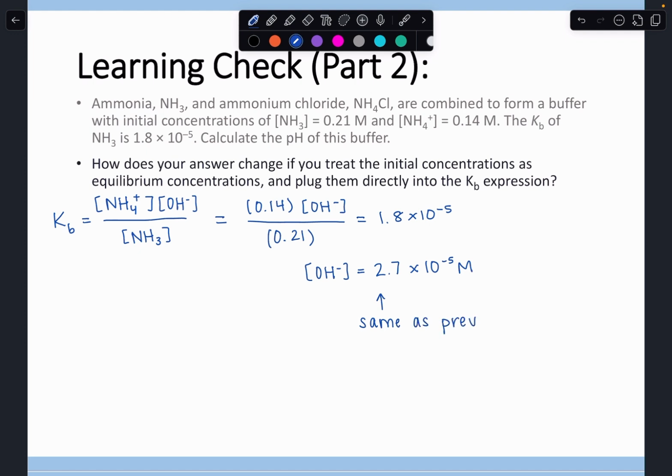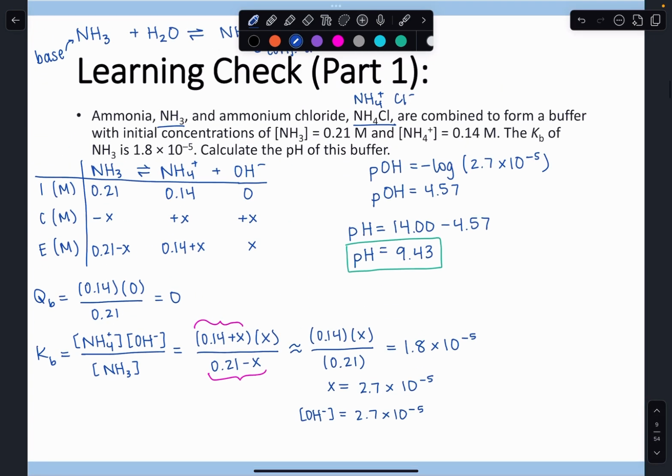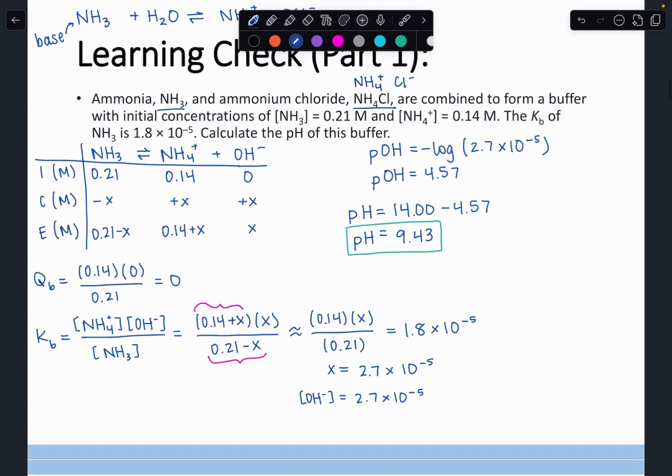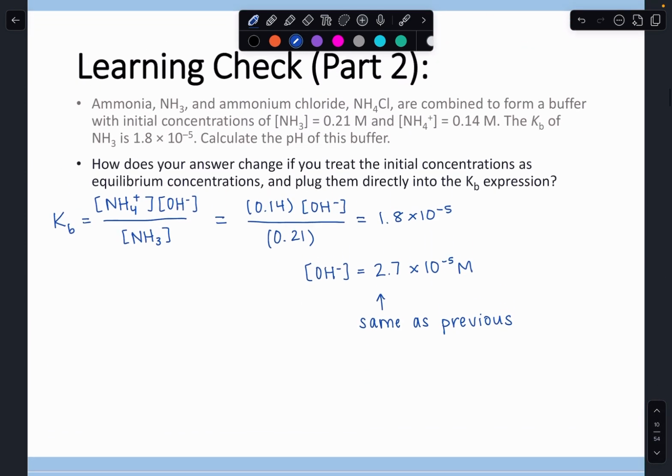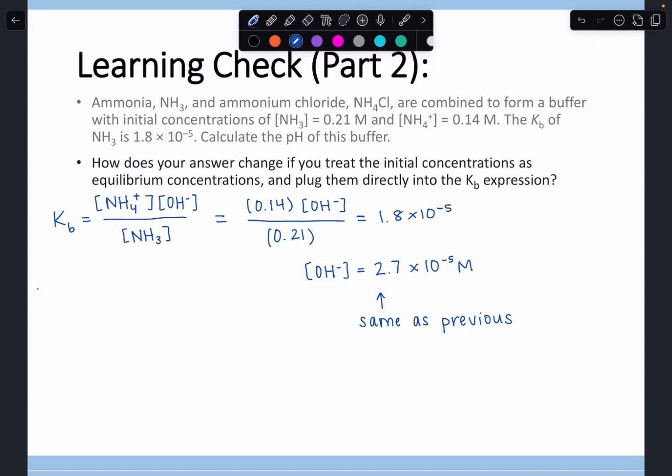When I teach this in person, I sometimes get dirty looks from students because we just did this whole ice table problem. But for buffer solutions, you don't actually need to, which is really nice. So let's write this here. For buffer solutions only, so this doesn't apply to the other ice tables we've done, you can assume equilibrium concentrations are nearly equal to initial concentrations.